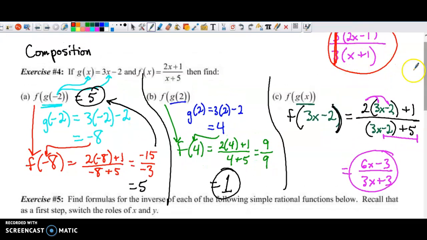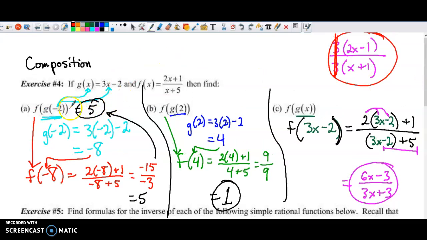And you could confirm that this is the right answer. If you go back and plug in negative 2 for both those x's, you'll still get 5. And 2 for both those x's, you'll still get 1.